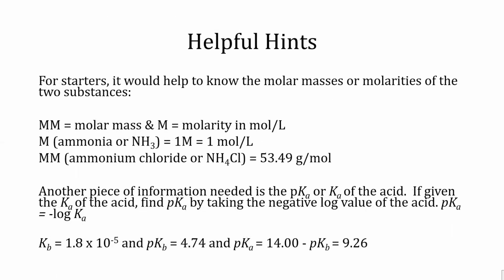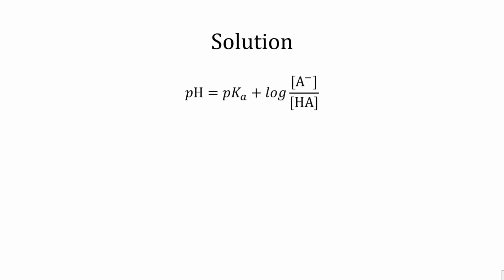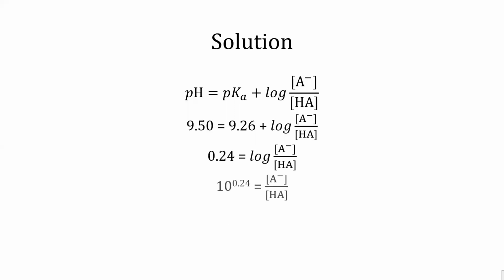Molarity of ammonia equals 1.00 mole per liter. Molar mass of ammonium chloride equals 52.49 grams per mole. Kb equals 1.8 times 10 to the minus 5. pKb equals 4.74 for ammonia, and pK equals 9.26 for ammonium ion. The solution is that the ratio between base over acid is 1.73.